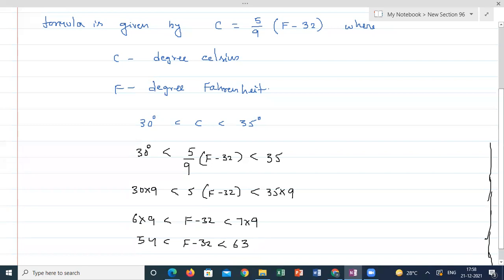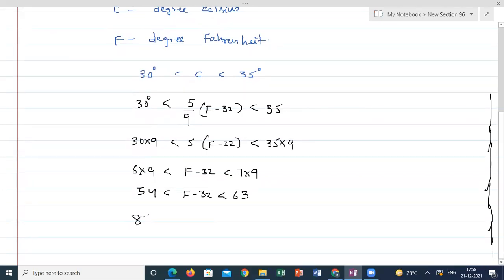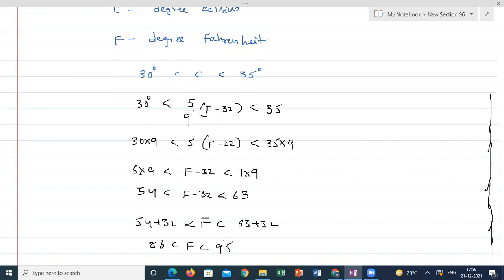If I'm adding 32 to the entire expression, 54 plus 32 less than F less than 63 plus 32, so 86 less than F less than 95. So on the Fahrenheit scale, the temperature range is between 86 degrees and 95 degrees Fahrenheit. Is it clear, students?